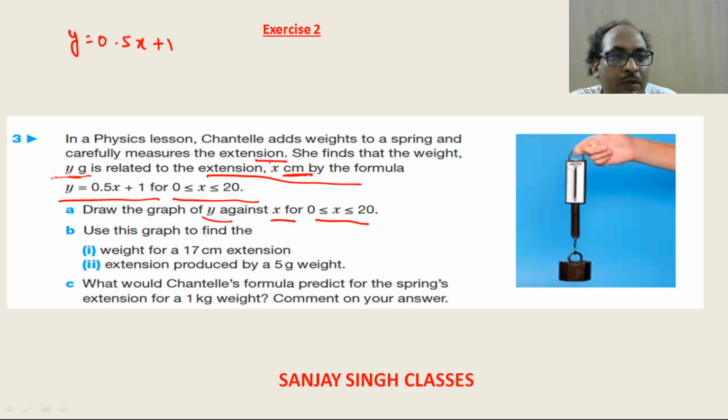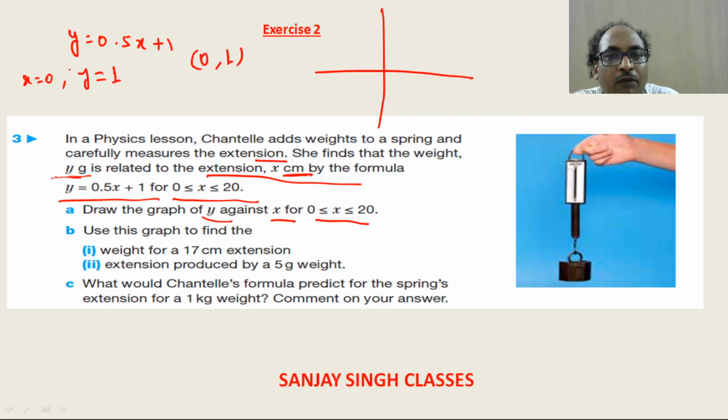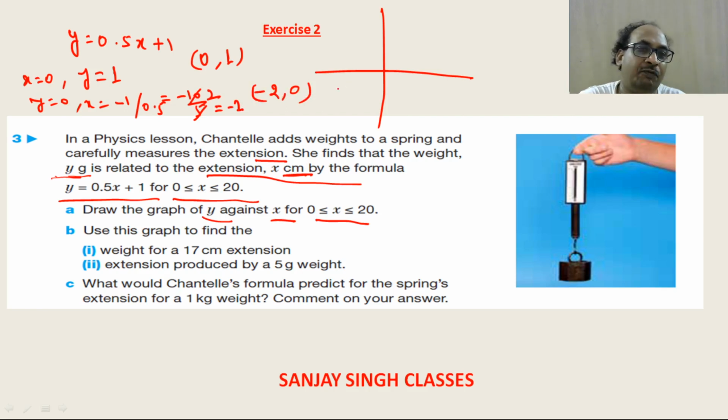So same way, simply we need to draw the graph. Once we put x equal to 0, y is equal to 1. So one point is 0 and 1. For another point, we go for y equal to 0, and then x equals what? If y is equal to 0, then x is equal to minus 1 by 0.5, which gives minus 10 by 5, so 2. So x equal to minus 2. So minus 2 and 0 is the other point. We will join these 2 points.